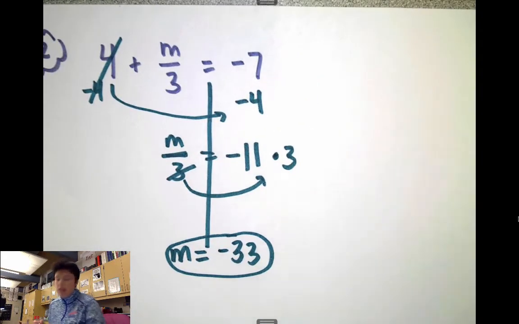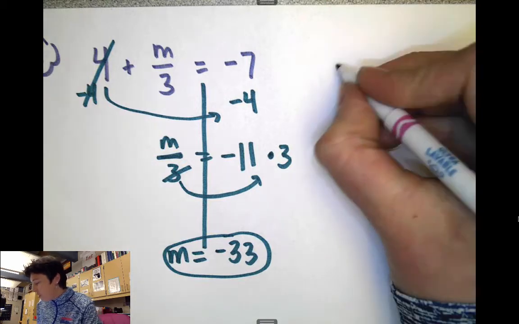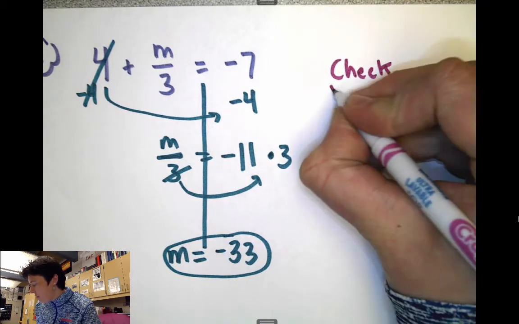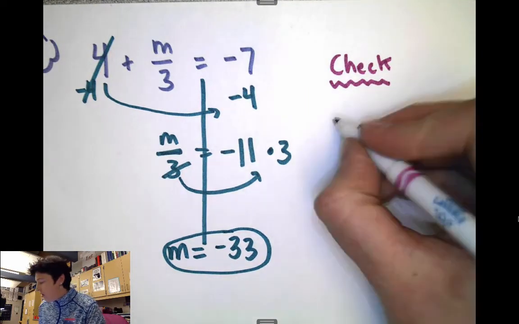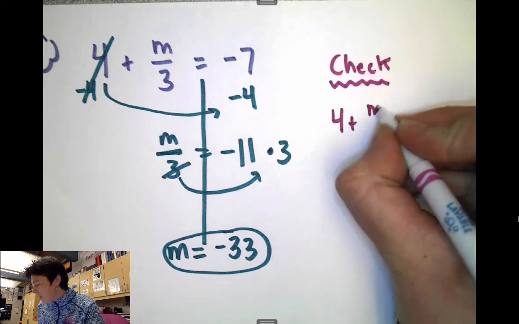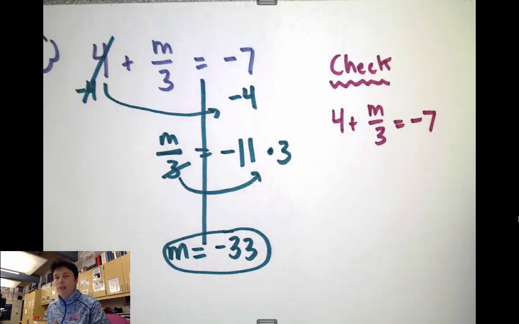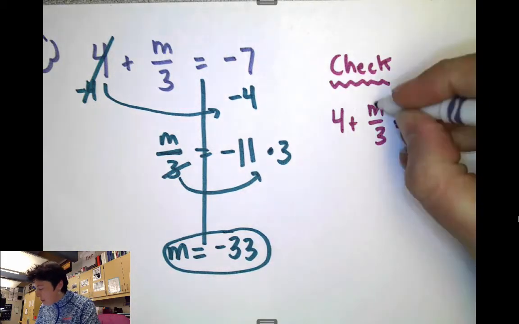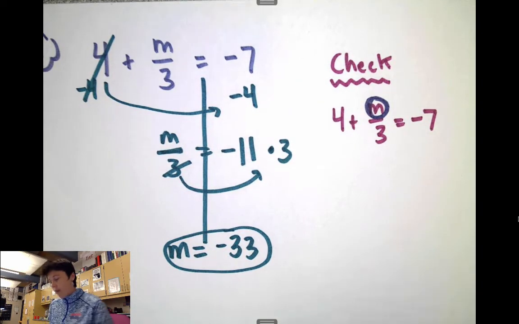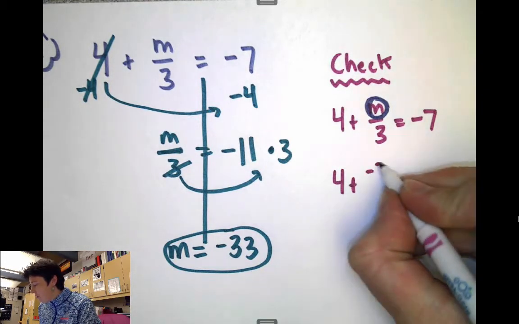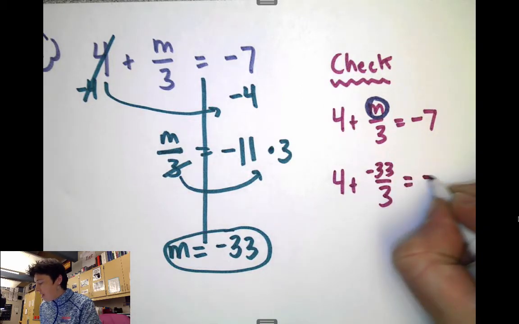Now let's go check it and make sure I'm actually right. Like I'm feeling good about my answer, but I want some proof. And I want a level 4. So I'm going to do my check. Here's my check. And to check the answer, I'm going to copy the problem and do it again. So I'm going to copy 4 plus m over 3 equals negative 7. Now, I think m is negative 33. I mean, that's the answer that we found down here. So right where the m is, I'm going to circle it. I'm going to be replacing that with my answer of negative 33. So instead of 4 plus m over 3, I have 4 plus negative 33 over 3 equals negative 7.